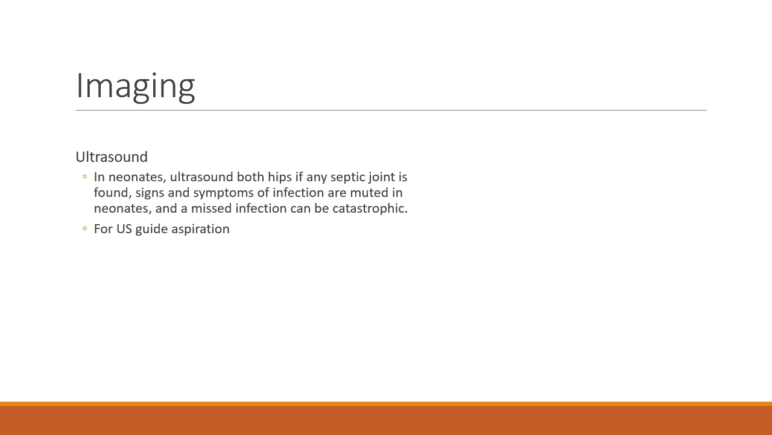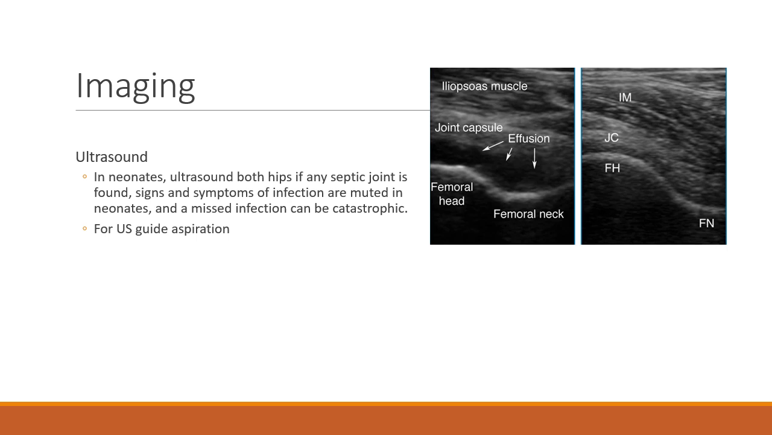Ultrasound can help us in two things. First, to detect the amount of effusion and fluid inside the joint, and this might help us with ultrasound-guided aspiration. Now, if you look at the image at the right side, H stands for the femoral head, and JC is the joint capsule. You can see the very minimal amount of fluid in a normal hip. If you compare it to the left image, you can see a lot of fluid collection around the femoral neck and the femoral head, and this indicates septic arthritis.